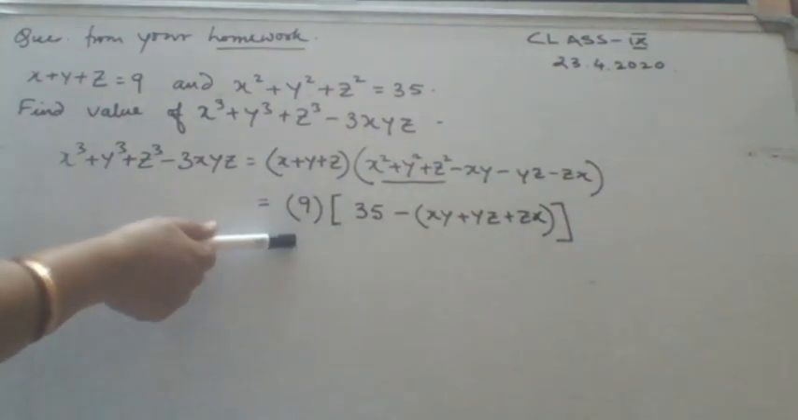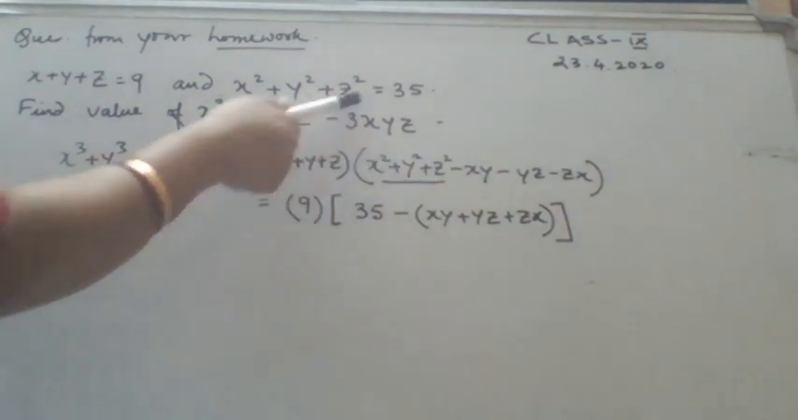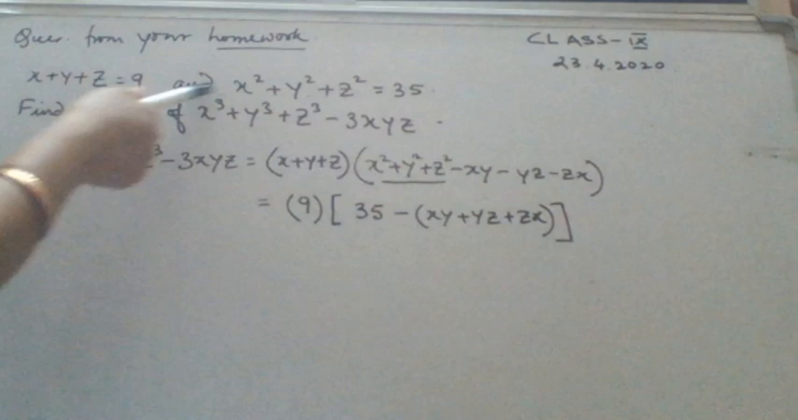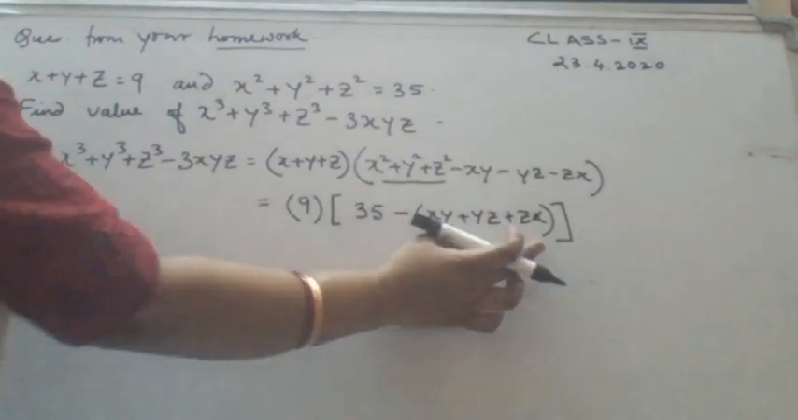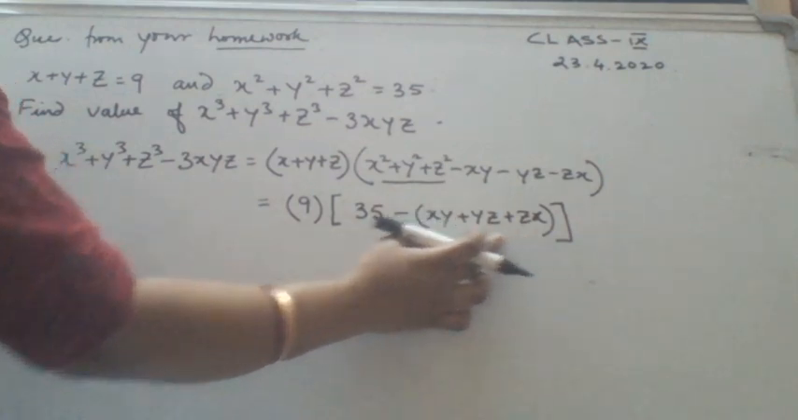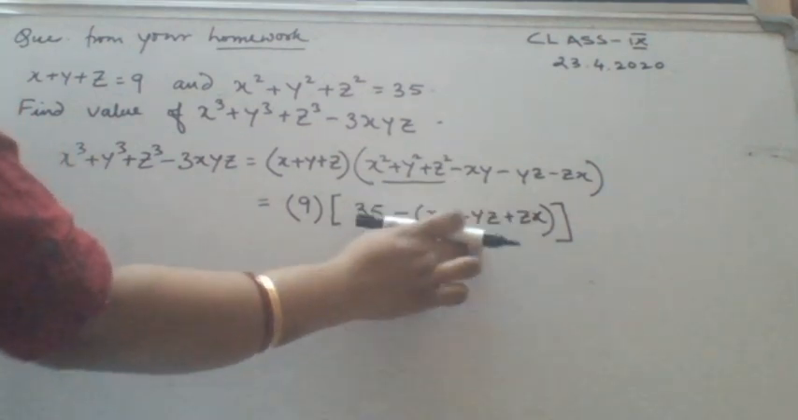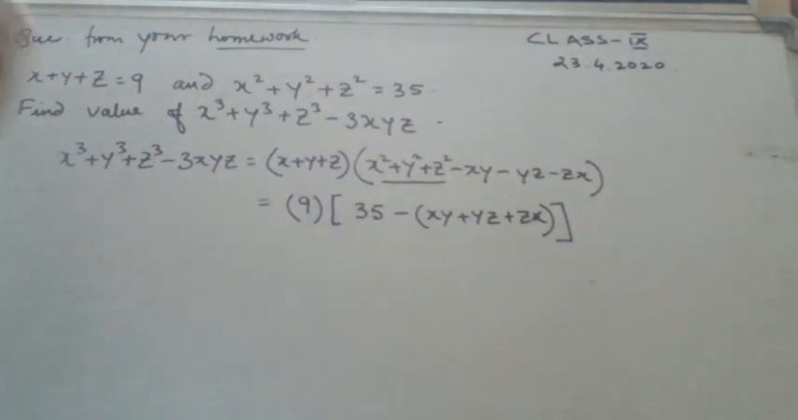This value is given to you. X square plus y square plus z square, this value is also available to you. You put this value, and the other part you put within this bracket. Now if you somehow get this value, then you put it over here and your work is done. You will get the value of this expression.